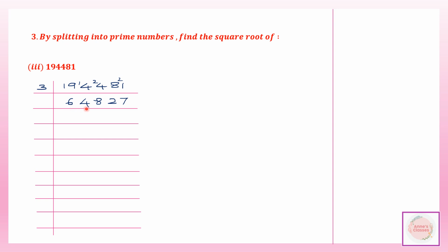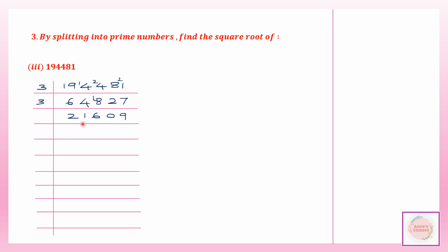Let's add it up. 6 plus 4 is 10. 18 plus 2 is 20 plus 7 is 27. 27 is in the tables of 3. So 3 twos are 6. 3 ones are 3. There's 1 left. 18. 3 sixes are 18. Then 0, 3 nines are 27. Is this divisible by 3?